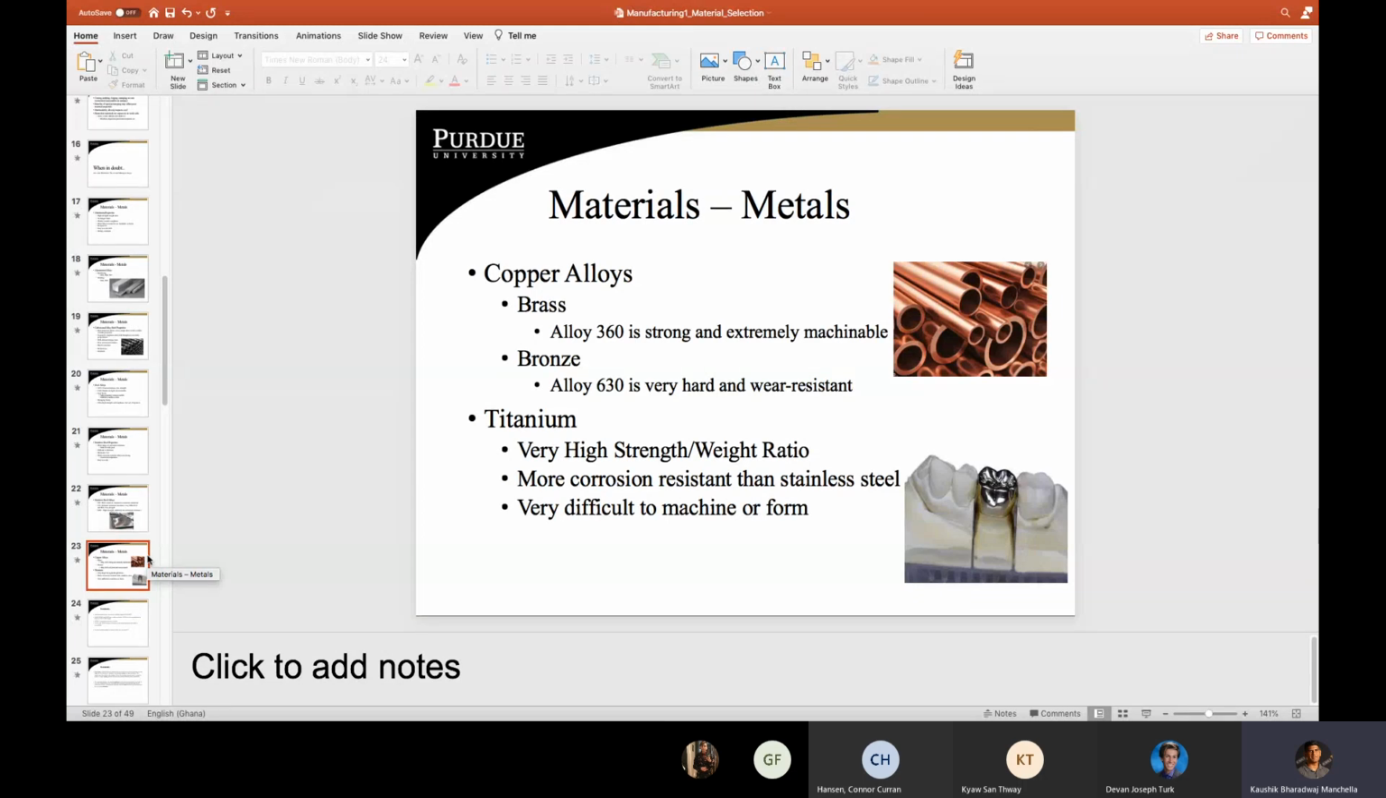And then you have titanium. Titanium is so strong, like even the machinery that cuts aluminum is made of titanium. So yeah, this is an example. Whenever you see people with metal teeth, it's generally titanium.